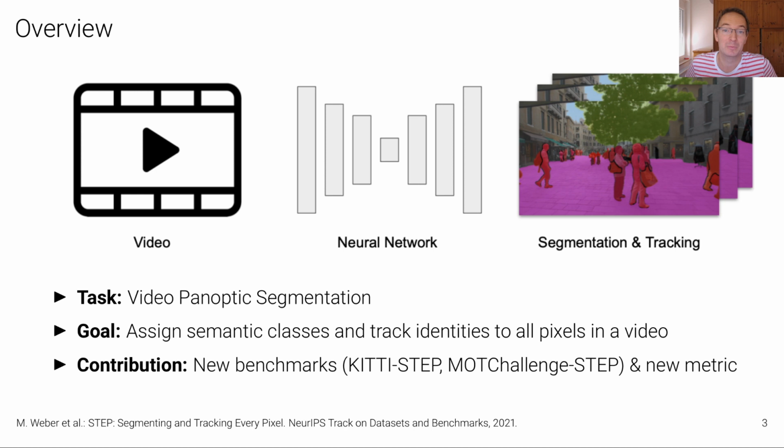So what is STEP all about? Well, the task that we consider is also called video panoptic segmentation. The goal is to assign semantic classes and track identities to all pixels in a video. Here you can see a simple illustration of this. A state-of-the-art method might be a neural network that takes a video as an input and then has to segment and track densely in space and time all the pixels in that video. And it has to track all the trackable object pixels, for example, pedestrians and cars, and it has to segment all the other pixels. The contribution here is new benchmarks, in particular KITTI-STEP and MOTChallenge-STEP, as well as a new metric with what we believe are desirable properties for this task.